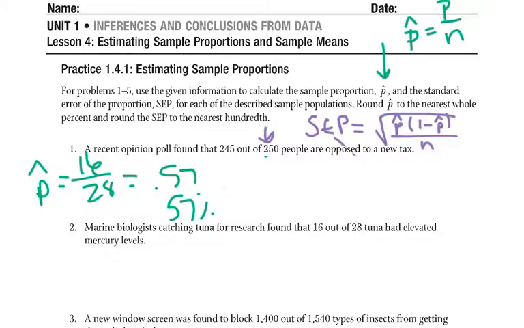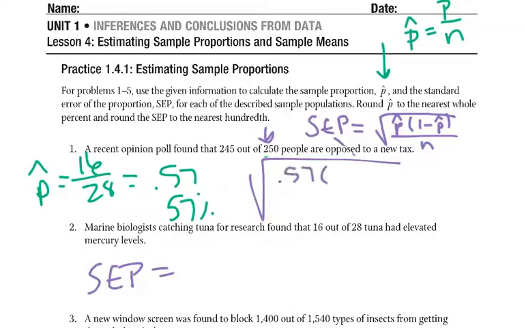Now to find the SEP, we would go the square root of p hat, which is 0.57, times 1 minus 0.57, over 28, and we take the square root of that. So I would just do this in my calculator, basically. I would put the square root of 0.57 times 1 minus 0.57, and then I would divide that by 28.